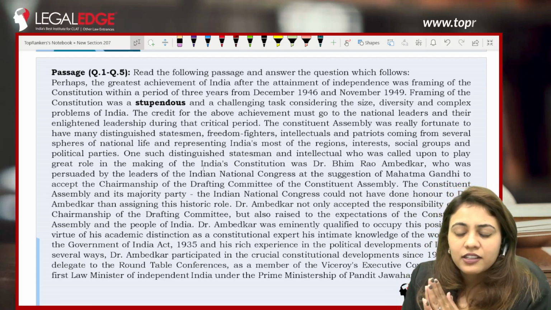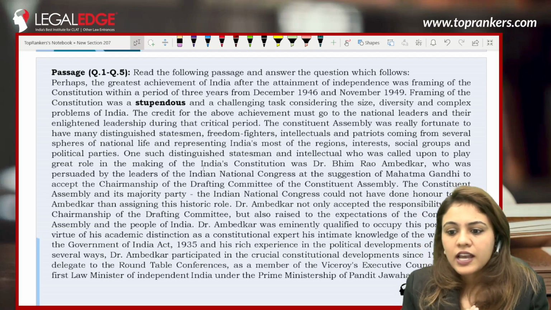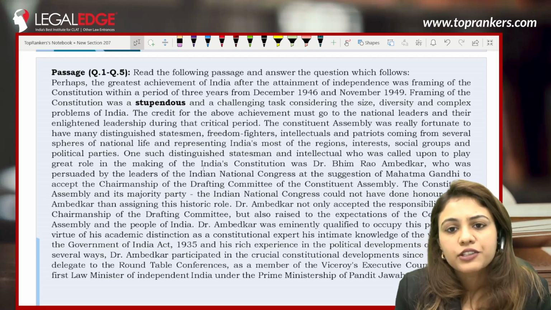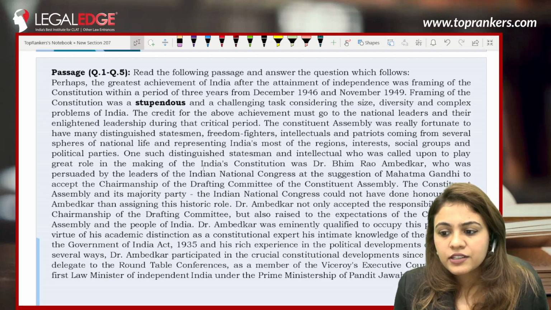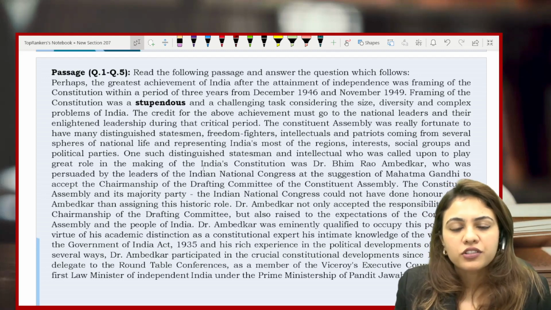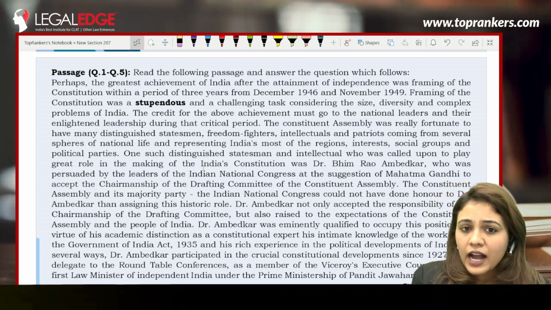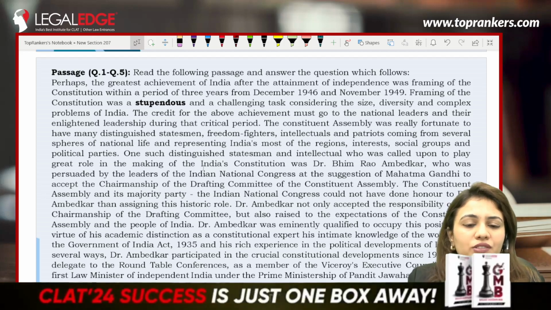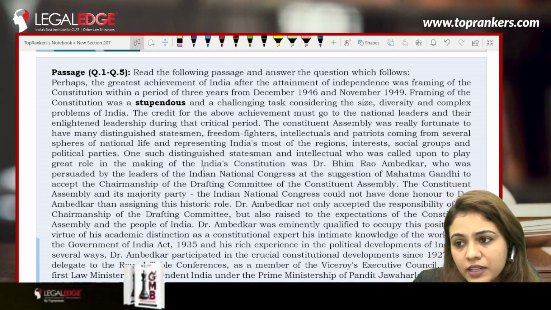Now, the thing is, the credit for the above goes to our national leaders and their enlightened leaderships. Now, we were lucky in this department that we had some great leaders that really helped us to make our constitution a huge success. Now here we talk about how the Constituent Assembly was really really lucky when it came to having some distinguished statesmen.